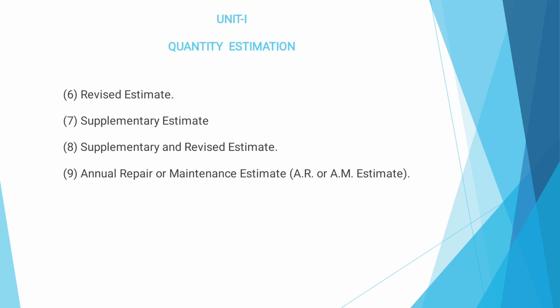Then finally, annual repair or maintenance estimate, that is AR or AM estimate. Annual repair or annual maintenance estimate is a detailed estimate and is prepared to maintain the structure or work in proper order and safe condition. For buildings, this includes whitewashing, color washing, painting, minor repairs, etc. For roadworks, the AR estimate provides for patch repairing, renewals, repairs of bridges and culverts, etc.